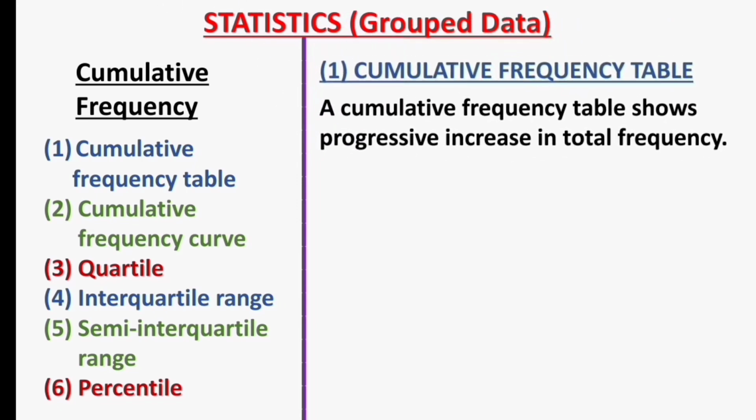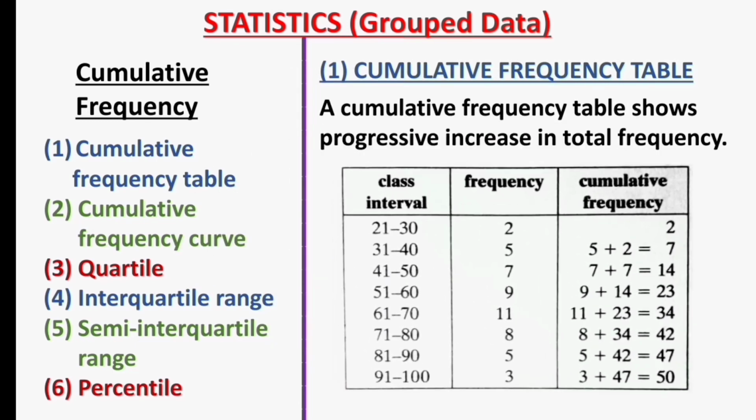Number 1, cumulative frequency table. A cumulative frequency table shows progressive increase in total frequency. Here is an example of how a cumulative frequency table looks. Here we have the class interval, the frequency, and the cumulative frequency.